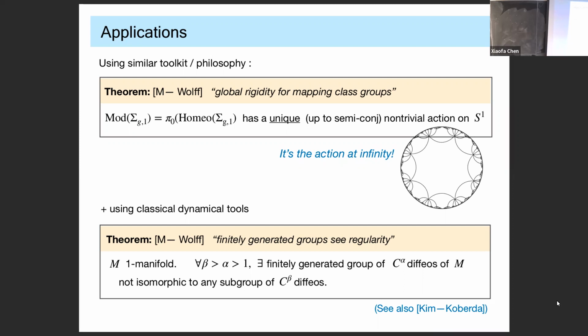So as has long been known, there's a nice action of this group on the circle. It's the only one.